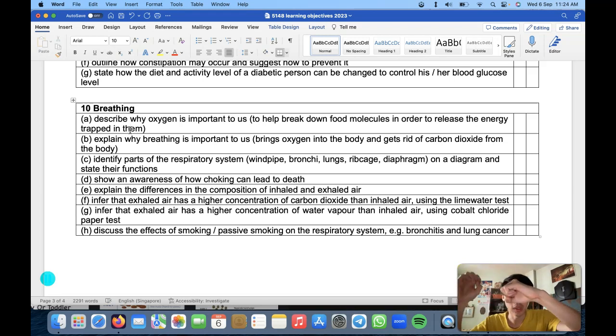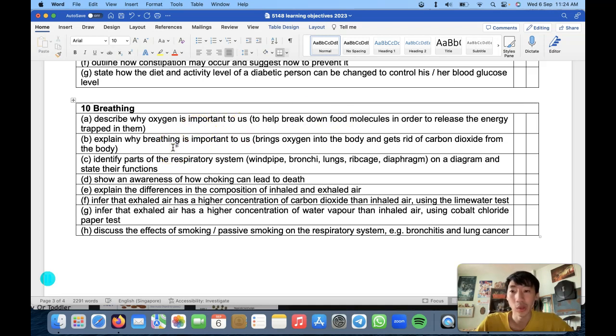But what your body needs to do is take some oxygen. So this O stands for oxygen, and it combines together with the food molecule. Then during this combination, poof, it will cause the energy trapped inside the food molecules to be released. Then your body can start to use the energy to do things. So this is why oxygen is so important. It helps to break down the food molecules and release the energy that's trapped inside of them.